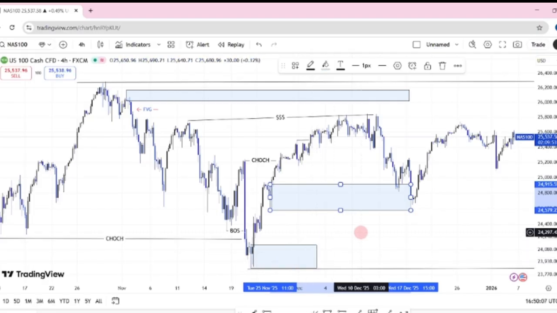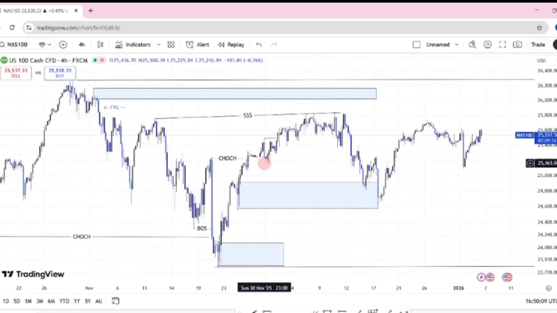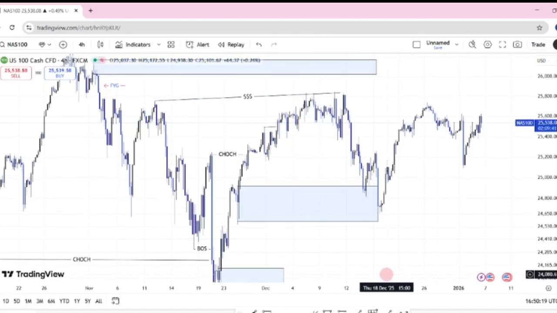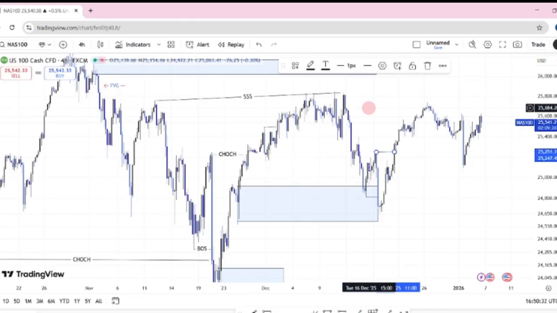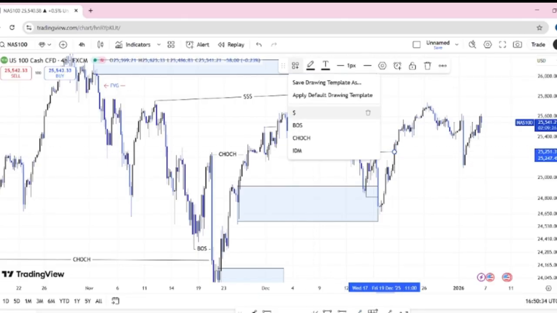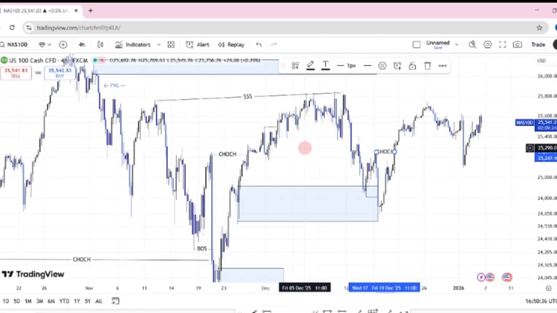Now, from this first level, you can see we have all of this engineered liquidity, and price came back into this zone, and price has tapped into this level. So what was the next thing? Now, let's look at this level. Price tapping into this level, we had the last break of structure to the downside, and now we have this valid change of character to the upside. All right, so this is what we have on the 4 hours.